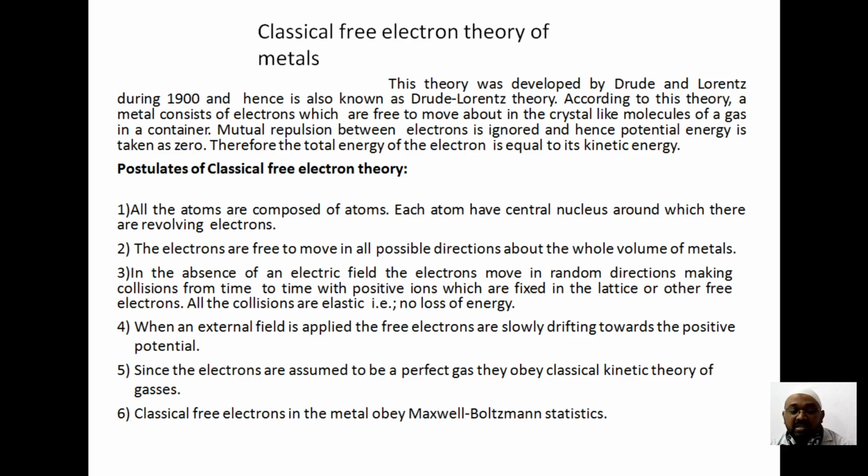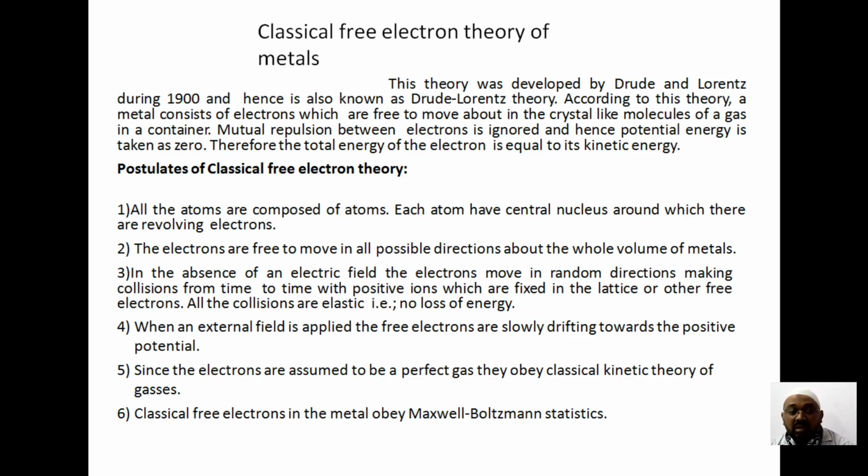When an external field is applied to this metal consisting of free electrons, slowly they will drift toward the positive potential. Whenever an external electric field is applied to the metal consisting of free electrons, since metal is a good conductor of electricity, the electrons are attracted to the positive potential and slowly drift toward it.